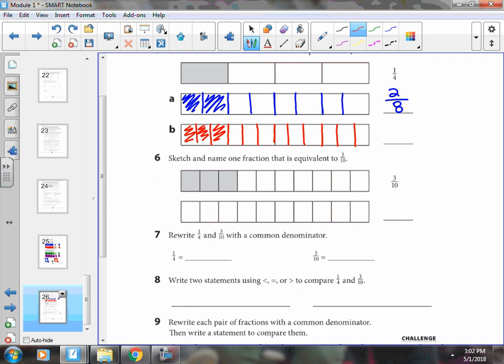So instead of shading in 1, I'm going to shade in 3. So 1/4 is the same as 3/12. Okay? And all those shaded sections should look equivalent.